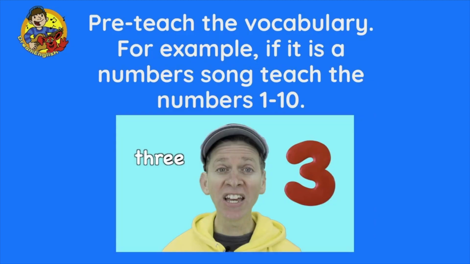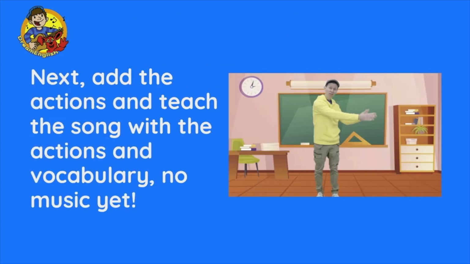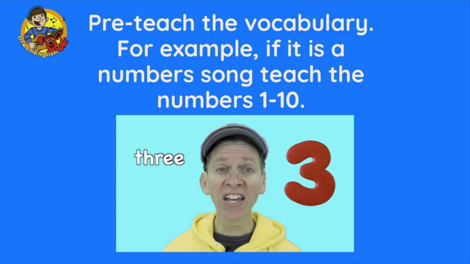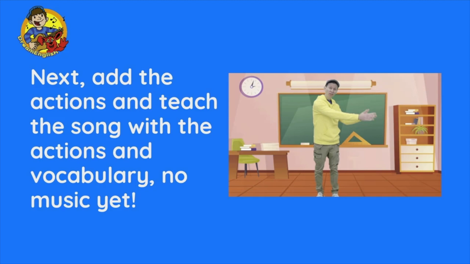One, I pre-teach the vocabulary. For example, if it's a number song, just teach the numbers 1 through 10. Two, next, add the actions and teach the song with the actions and vocabulary. No music yet. So I said earlier about teaching actions when you teach vocabulary, but I think it's also important first to just focus on the vocabulary and teaching the pronunciation, then next you can add the actions and teach the songs with the actions and vocabulary.